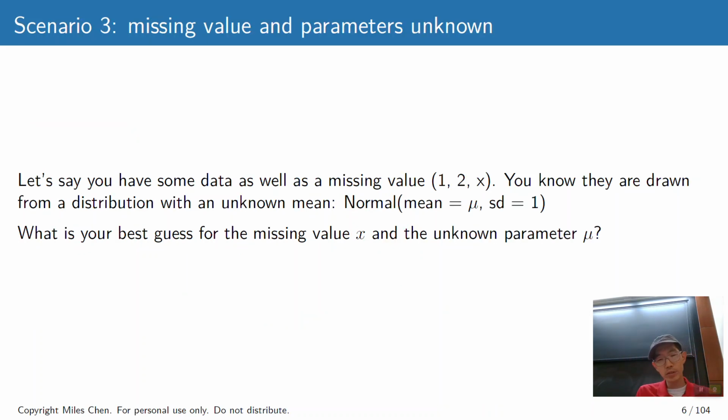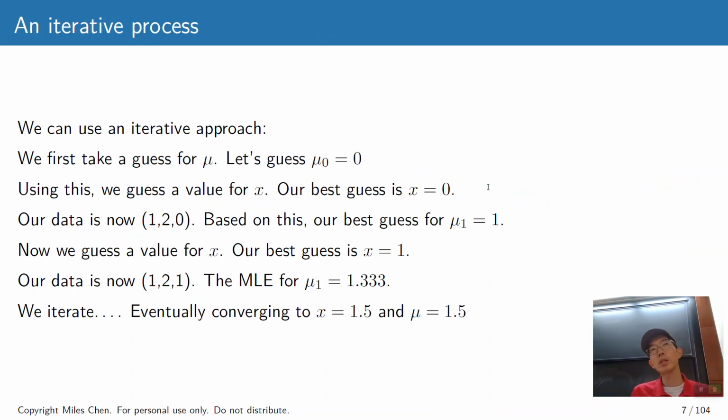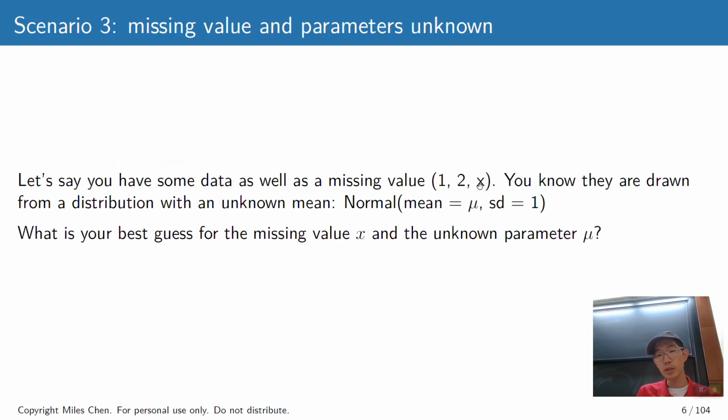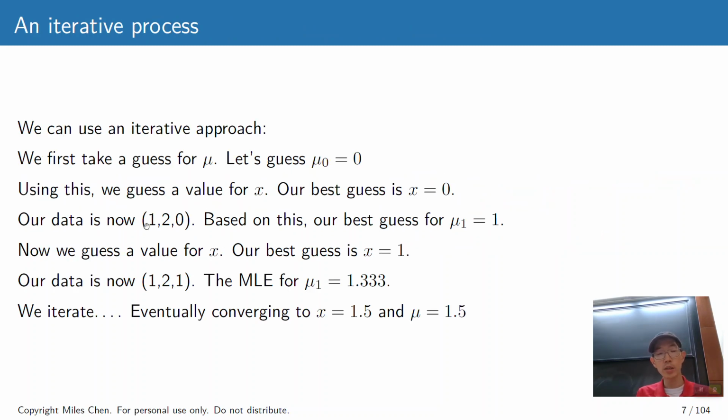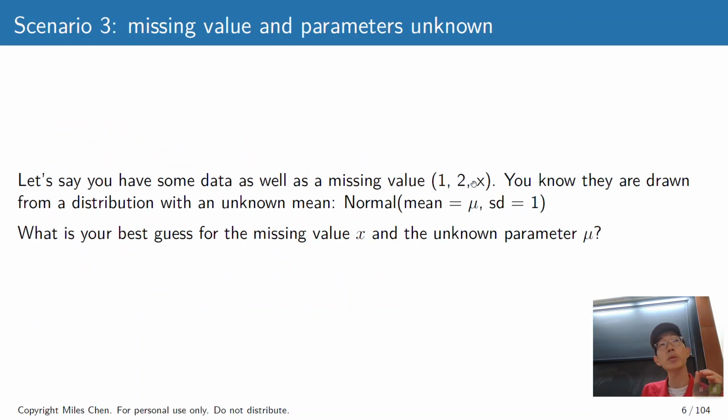And we could just say, all right, well, let's just take an arbitrary guess for what x could be. Let's say x is 0, okay? And if x is 0, then what would my guess for mu be? My data would be 1, 2, 0, and based on that, my best guess for mu would be 1. Now, if my guess for mu is 1, then I should go back and update what I think my missing value is. So if I'm guessing mu is 1, this becomes 1, 2, 1, right? And if I update this to be 1, 2, 1, then I should update what my guess for mu is.